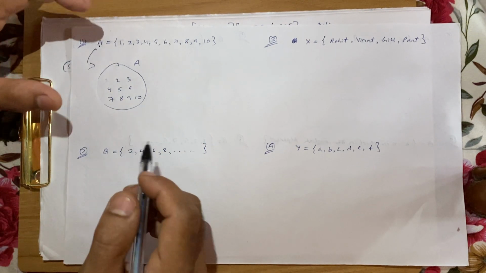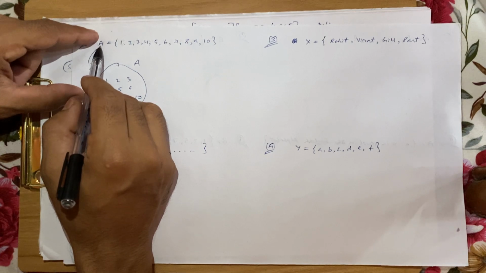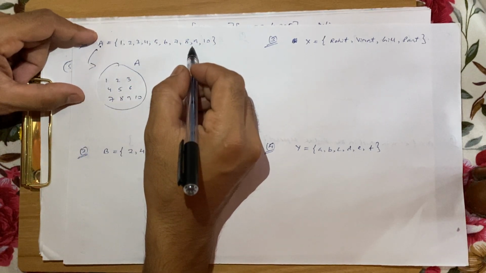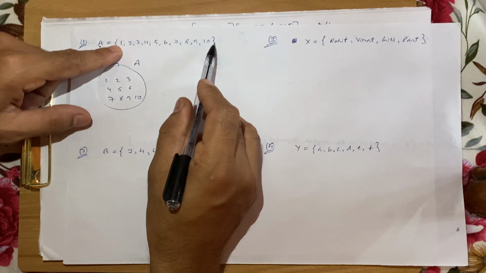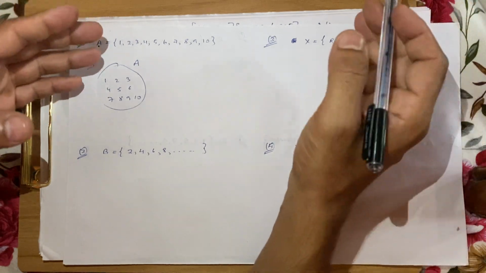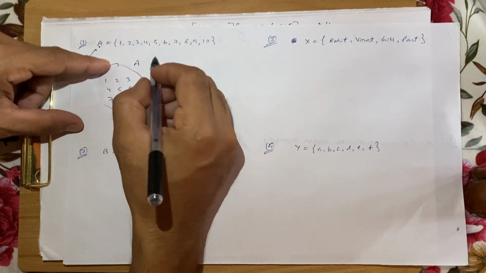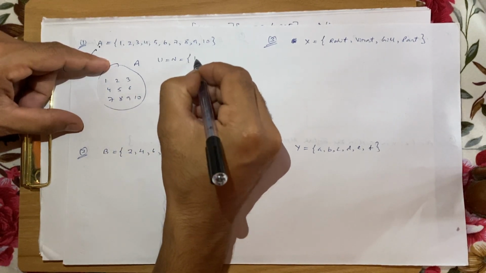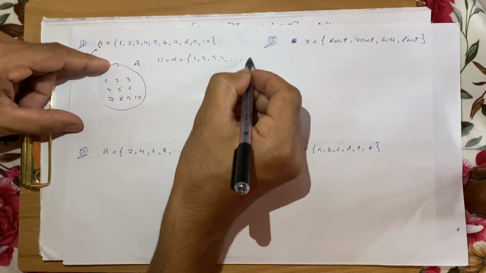Now if you think about a universal set for this set A, then a universal set for this set A can be the set of natural numbers, right? Because these are the natural numbers from 1 to 10. So if I take the whole set of natural numbers, then it will behave as a universal set for this set A. So what can I write? The universal set or the set of natural numbers is equal to what? 1 2 3 4 and so on.